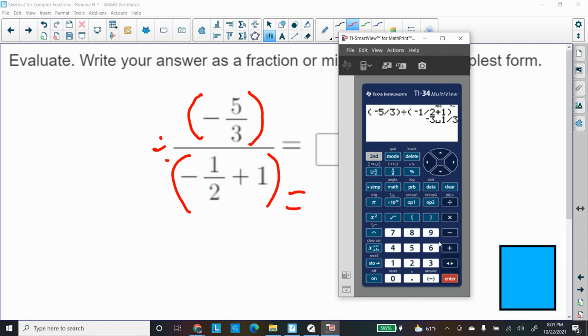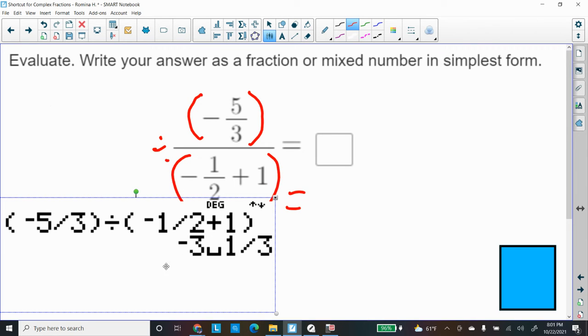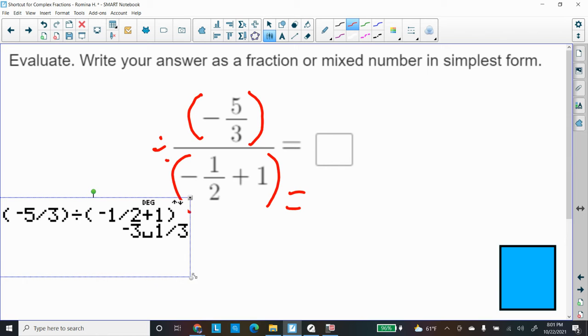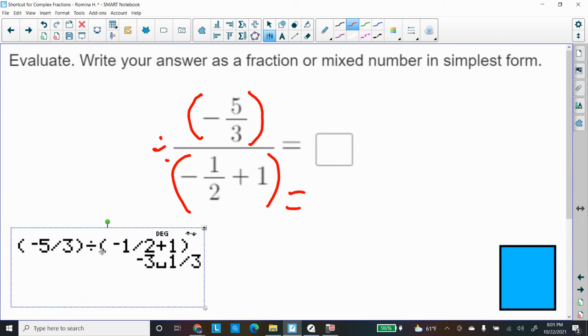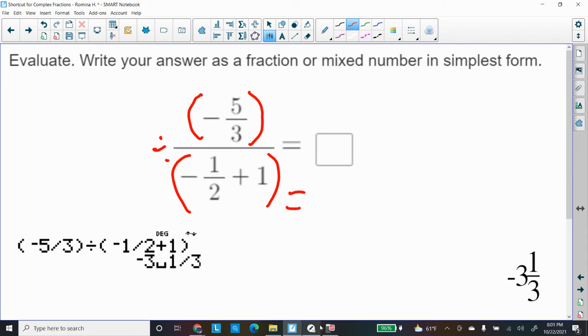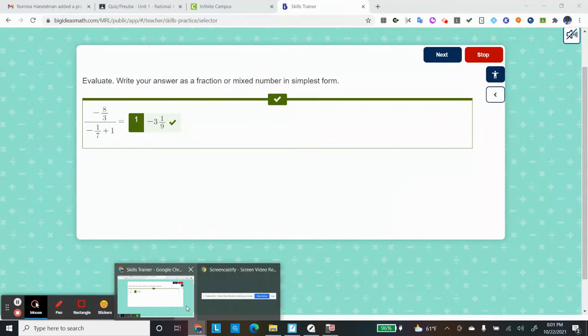So press equal, and I get negative 3 units and 1/3. So I believe that is the correct answer. So this is one way of looking at it, using the parentheses. So now, let's release that. So I get negative 3 and 1/3. So I believe that is correct, but I have the decimals calculator to fall back on.